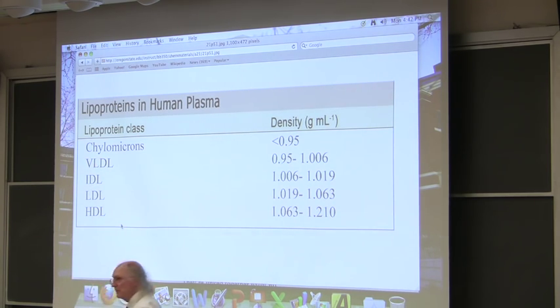The VLDLs become IDLs, intermediate density lipoproteins. The IDLs become LDLs. And it's the LDLs that we worry about, because the LDLs are what your doctor will refer to as the bad cholesterol. It's the LDLs, the smallest of the ones we've talked about so far, that are involved in atherosclerosis and other problems associated with the cardiovascular system. Well, why are the smallest ones the problem? Well, we associate them with cholesterol because they have the highest concentration of cholesterol, because most of the fat has been taken away.